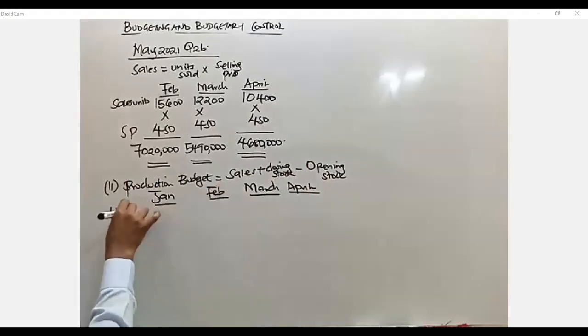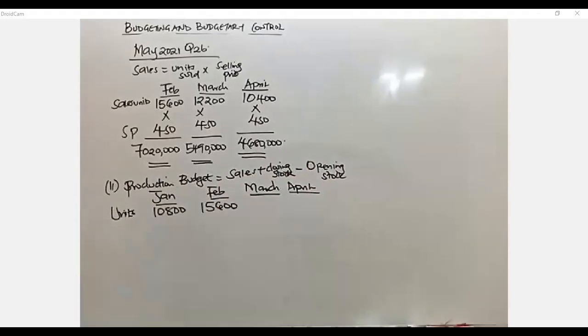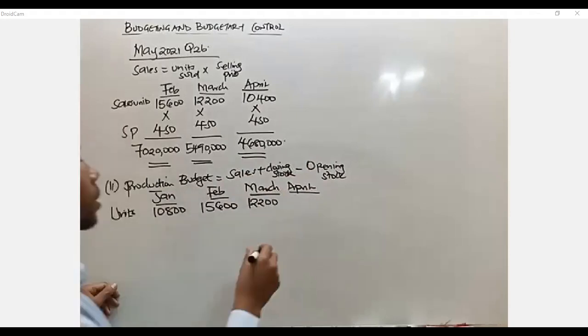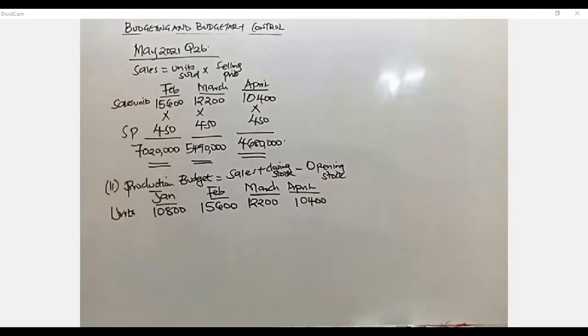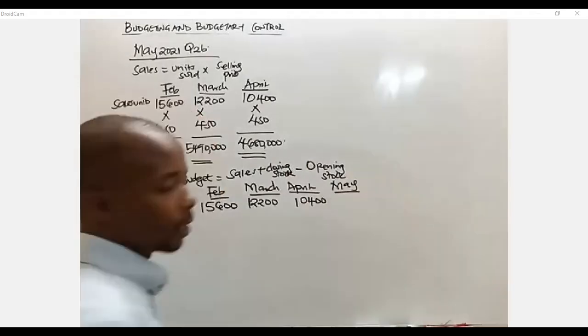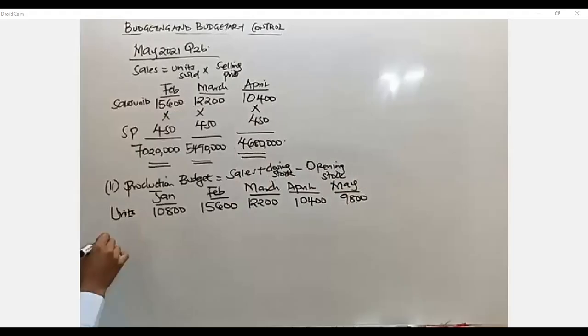Units, the sales units of ours, for January we are being given 10,800. Now for February, we are being given 15,600. The next one we are being given how much? 12,200. Right, 12,200. We have 10,400. I have written it nicely indeed. January, February, March, April. Do we have May? Yes, we have our May. So May, how much have we been given? May there we are given 9,800. Someone is wondering why I am writing all of those. Then we add back our closing stock.